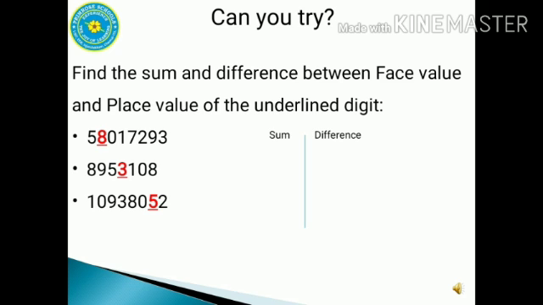Can you try finding the sum and difference by yourself for these numbers? Step 1 is to write the face value and place value for the digit underlined. Step 2 is to find the sum by adding face value with place value. Step 3 is to find the difference by subtracting the face value from place value. Pause the video and try these. You will find the answers at the end of this video.